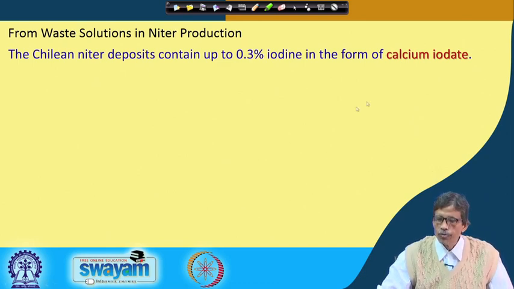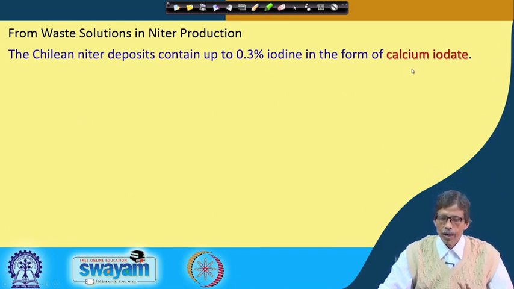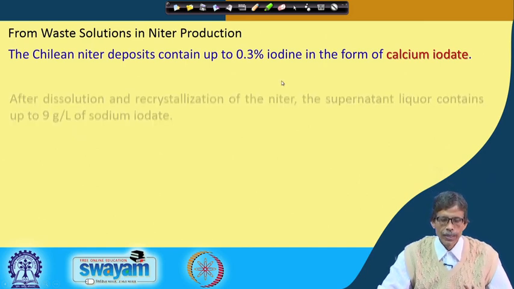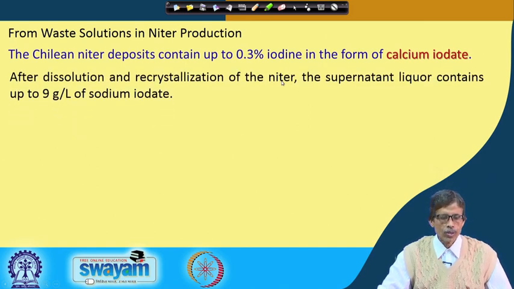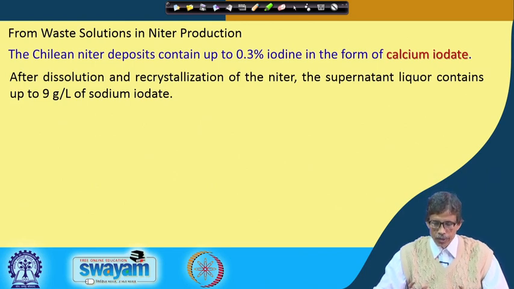So, here also if you have calcium iodate, how do we liberate that calcium iodate to give you the free iodine, because otherwise during this production it is basically a byproduct and we will throw away that amount of calcium iodate which is not utilized. So, what we do after dissolution and recrystallization of the nitre, so nitre preparation is finished, we get it in the recrystallized form. So, you have a very strong mother liquor which is saturated also.